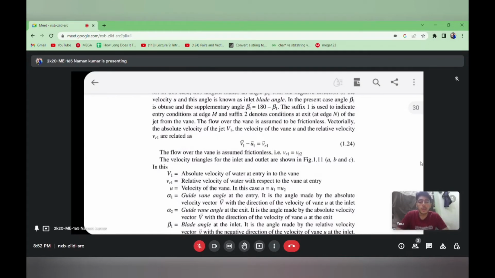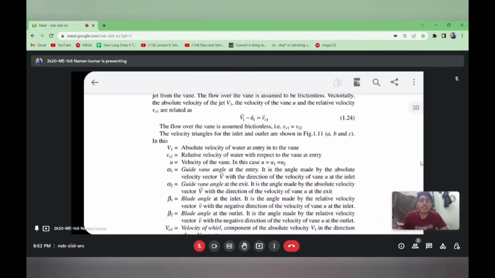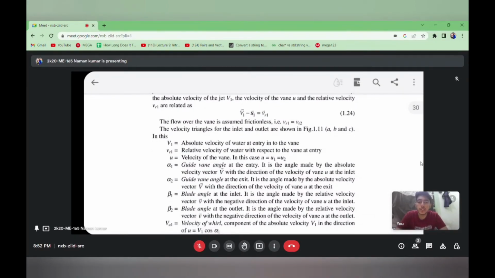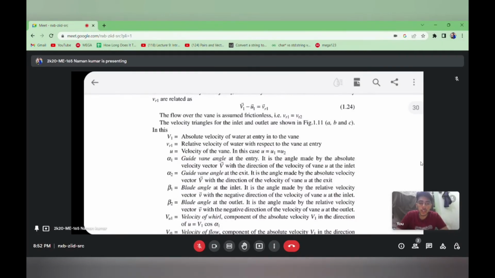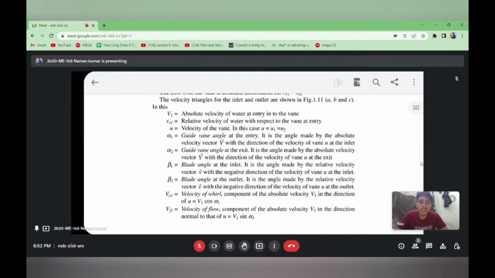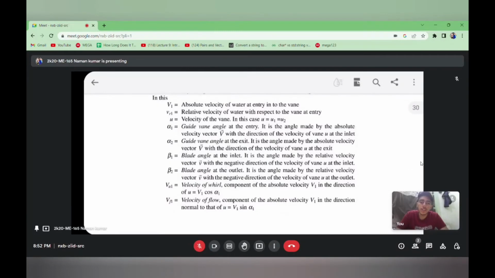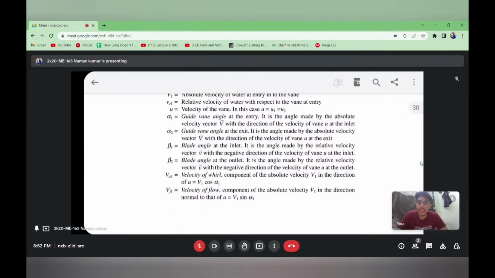U1 and U2 are the same. Alpha 1, the guide vane angle at entry. It is the angle made by the absolute velocity V with the direction of the velocity of vane U at inlet. Alpha 2, guide vane angle at exit. It is the angle made by absolute velocity vector V with direction of velocity U at exit.